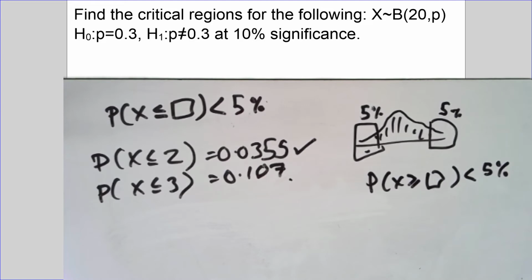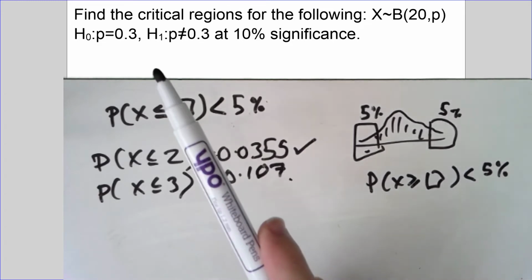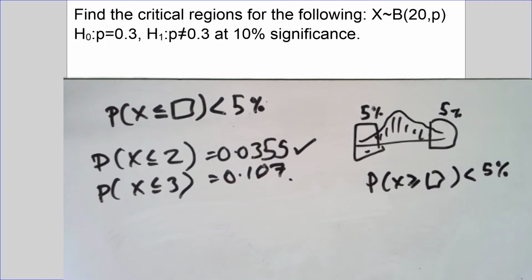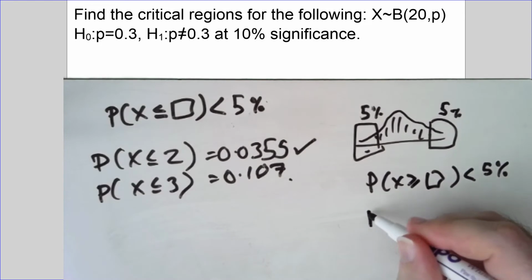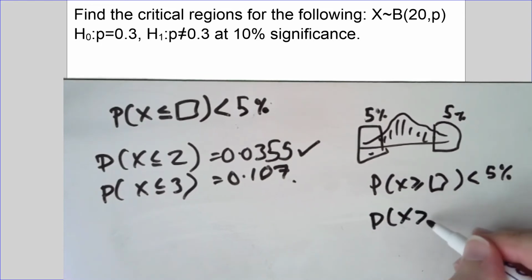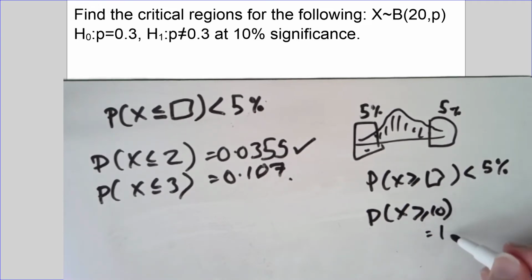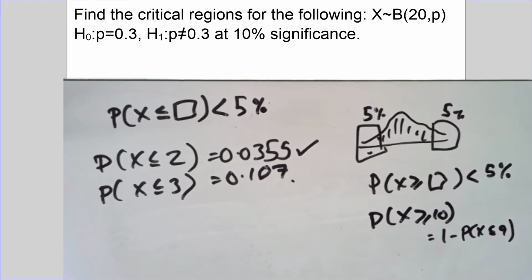So we're going to start needing to try some numbers. Now this is kind of symmetrical about 7. I got this 7, that's 6, and I got this 6 from doing 0.3 times 20, which gives us 6. So if this one was about 4 away, I'm going to try probability x is greater than or equal to 10 and see if it works. Remember, this is 1 minus probability x is less than or equal to 9, because this is the one we can get from our calculator.